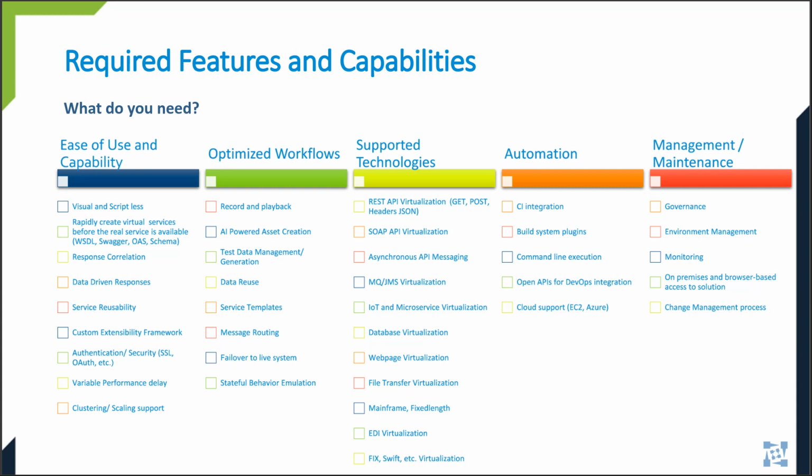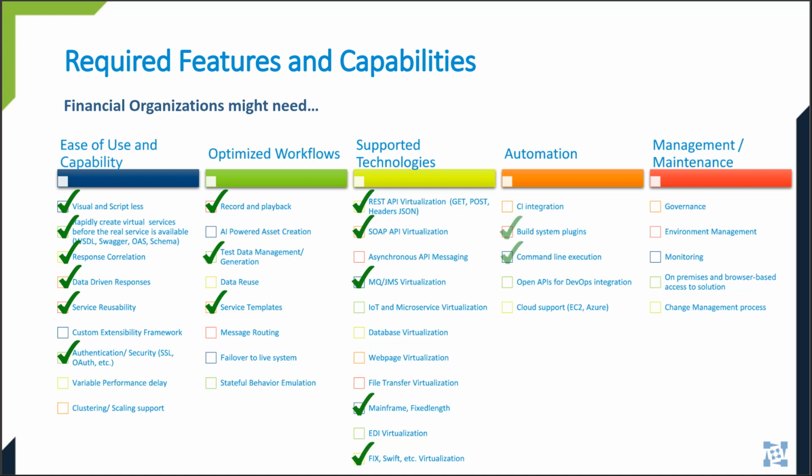So depending on the industry vertical that you're in, you may check these boxes differently as far as what's required of a solution. For example, if I'm a financial institution, things that are going to be important to me are things like privacy, right? So ability to simulate authentication and security flows like SSL, OAuth, that's going to be critical.